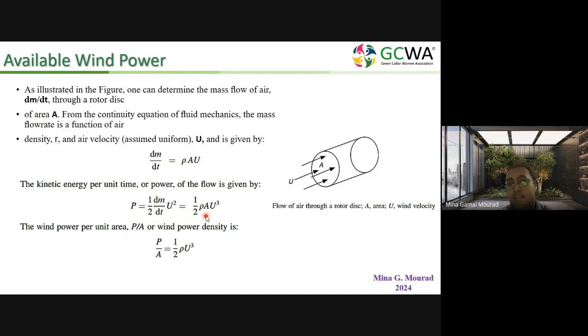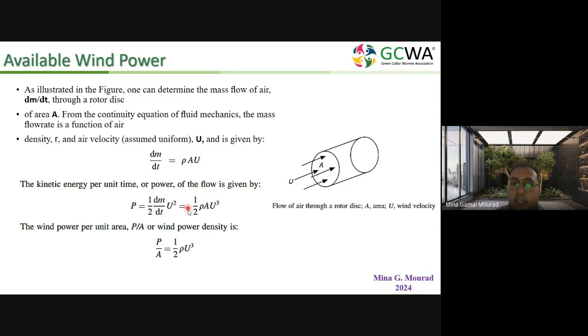So the result is that the available wind power at any area, across any area, will be one half rho A u cubed. From there we can get the wind power density, or wind power per unit area, by dividing this equation by the area, since the power per area equals one half rho u cubed. So we now know two expressions: one is the available wind power across any area, and the other is the power density, or wind power per unit area.